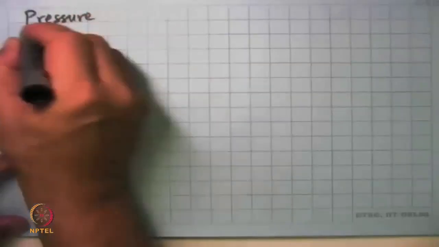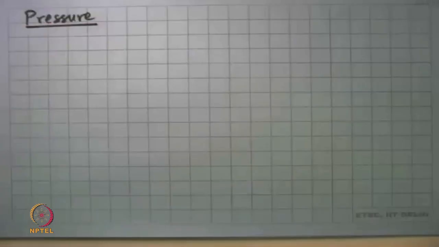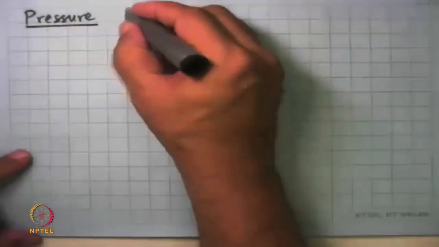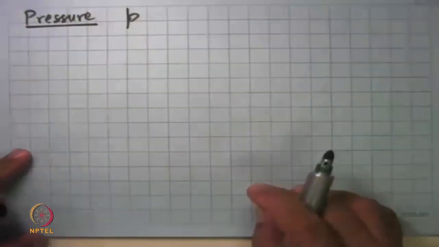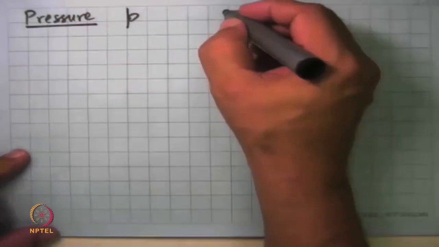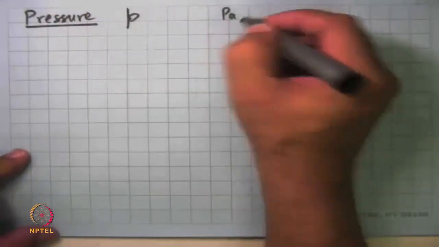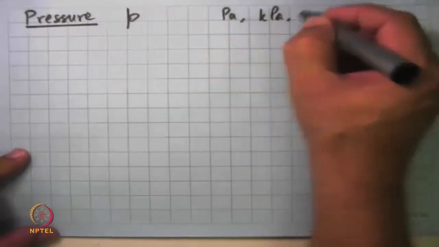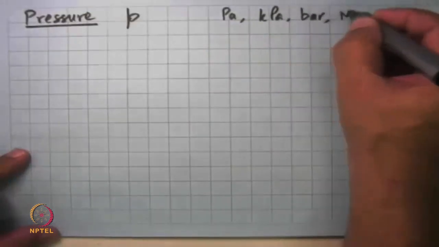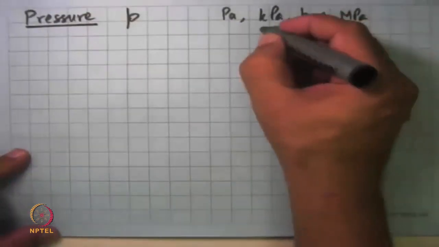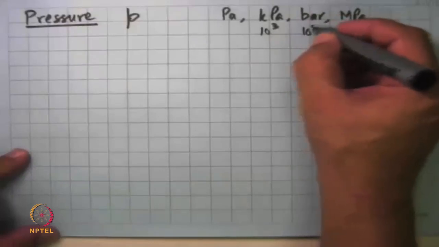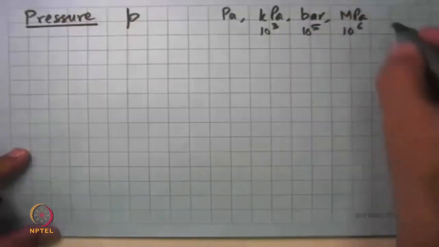Now look at two important properties and get some clarifications on that. The first is pressure. Here we denote this by the symbol P, and the SI units, you can say Pascal, kilopascal, bar, megapascal. So this is 10 to the power 3 Pascal, 10 to the power 5 Pascal, 10 to the power 6 Pascal.